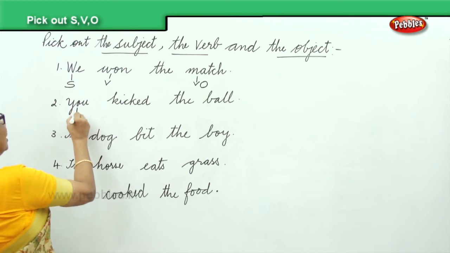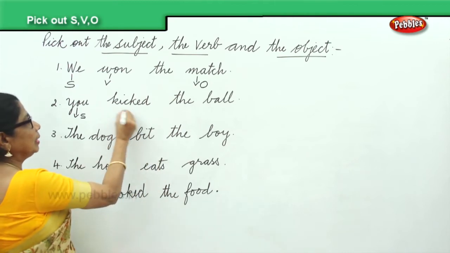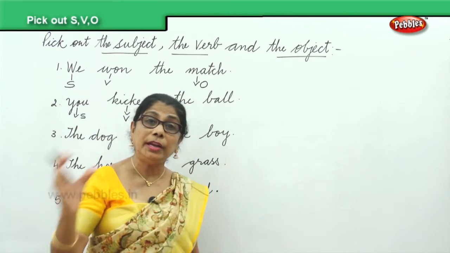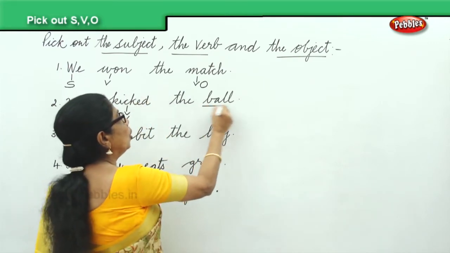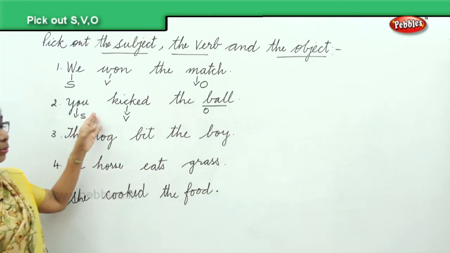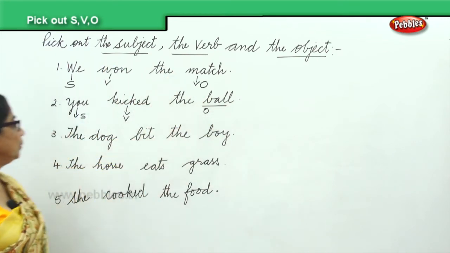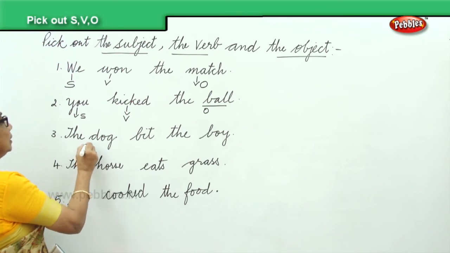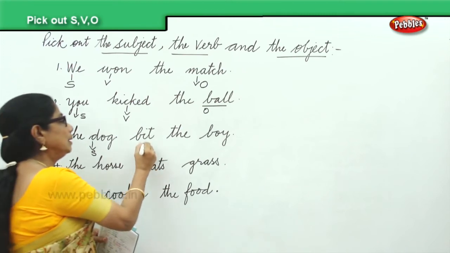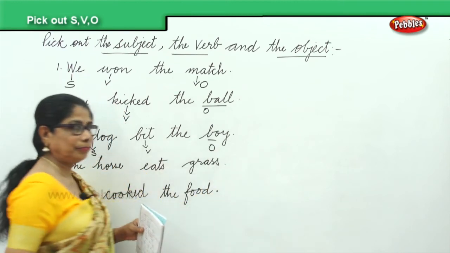Now, you kicked the ball. You is the subject. What did you do? Kicked. The action kicked, and that's the verb. And ball is the object. What did you kick? The ball. So you got the subject, you, object, ball, verb, kicked. And here you have the dog. The dog is the subject. What did the dog do? Bit. This is the verb. And you have the boy, object.